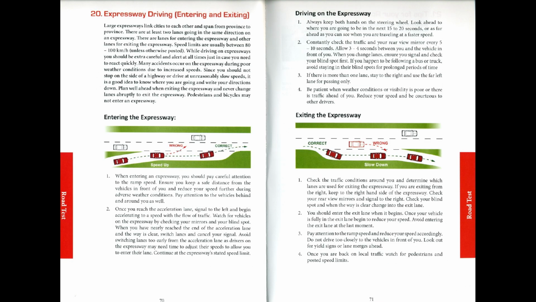Expressway driving, entering and exiting. Large expressways link cities to each other and span from province to province. There are at least 2 lanes going in the same direction on an expressway. There are lanes for entering the expressway and other lanes for exiting the expressway. Speed limits are usually between 80 to 100 km per hour, unless otherwise posted. While driving on expressways, you should be extra careful and alert at all times just in case you need to react quickly.